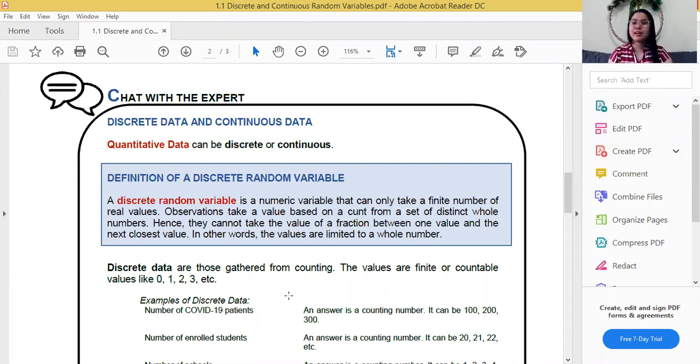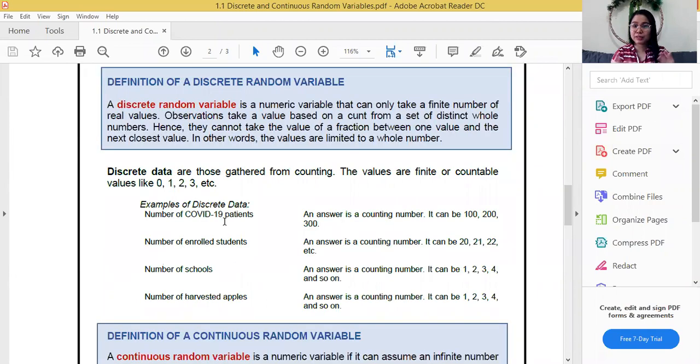But again, if the answer will only be a counting number, like 1, 2, 3, 4, 5, no parts, it means the data is of a discrete random variable. Let me give you an example. Examples of discrete data. Number of COVID-19 patients. The answer will always be 1, 2, 3, right? You could not give an answer of 5.5 or 6.5 or 7 and 3/4. The answer is always a counting number.